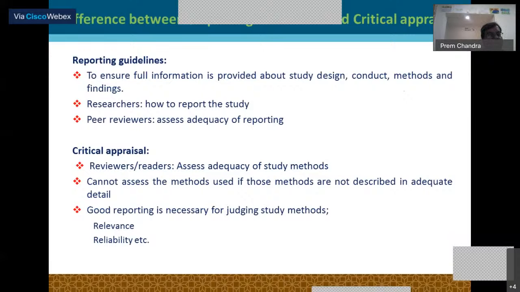Whereas critical appraisal is for the reviewer and readers to assess the adequacy of study methods. So look at the differences. In the guideline, we focus on transparency of reporting, how to report the study, and assess the adequacy of reporting. Whereas in critical appraisal, we focus more on the methods.